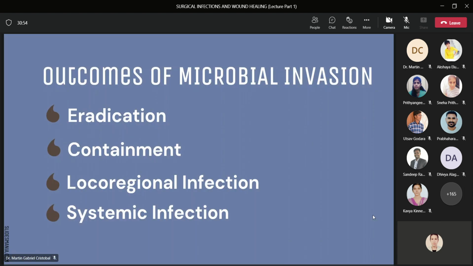Next, we have outcomes of microbial invasion. First, there is eradication of the microbes. Next, there is containment leading to pus formation. Next is local regional infection leading to cellulitis, lymphangitis, and an aggressive soft tissue infection. And finally, we have systemic infection, which can lead to bacteremia or fungemia.